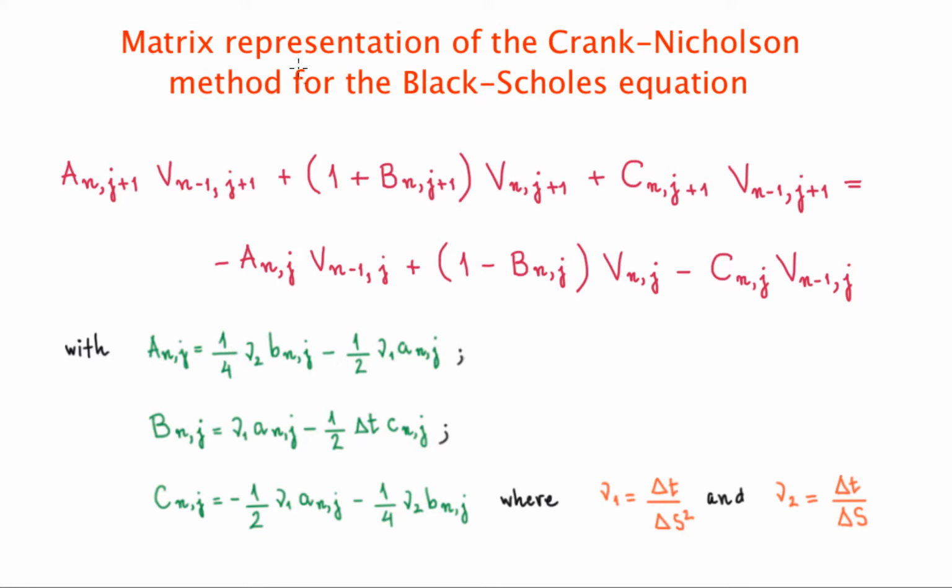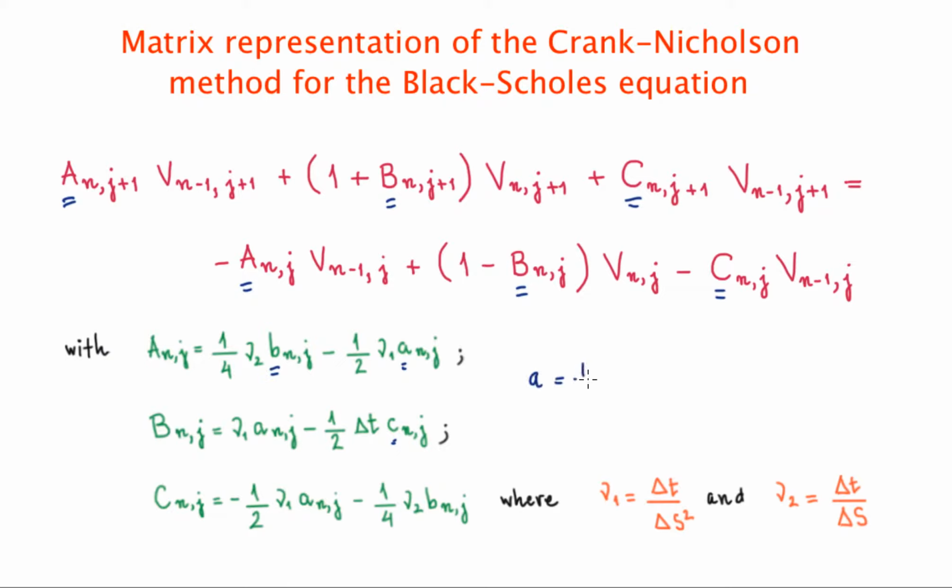We are going to see the matrix representation of the Crank-Nicholson method for the Black-Scholes equation. So this is the finite difference representation that we derived for the Crank-Nicholson method. As you can see here, it's a function of some capital A, B, C functions that are somehow related to the small a, b, c functions arising in the Black-Scholes equation.